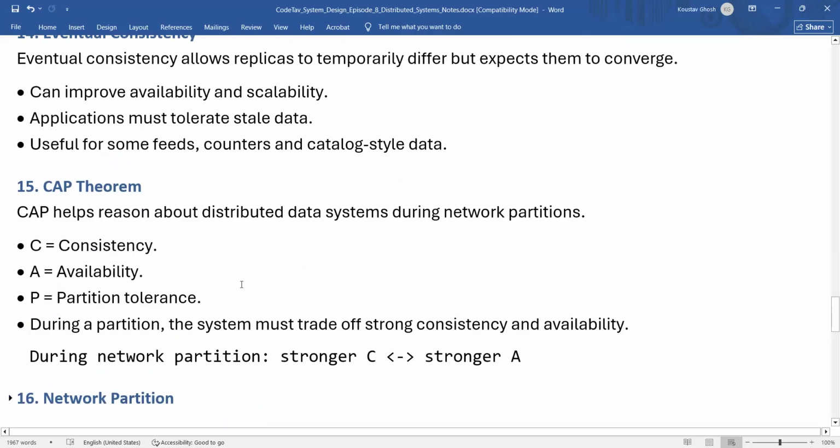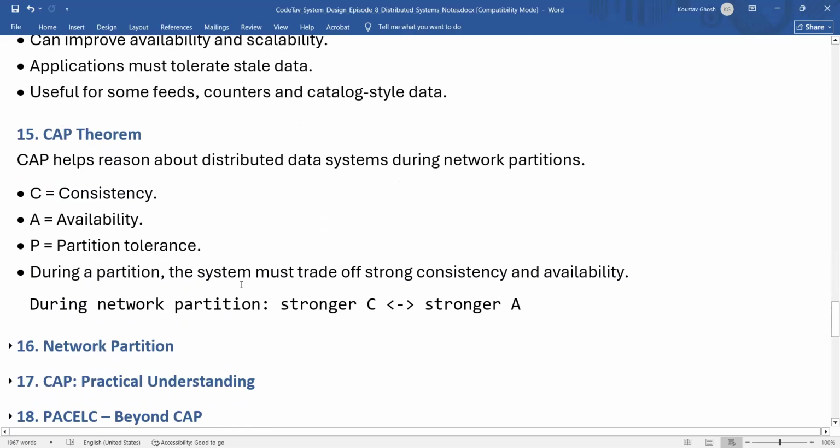Next is CAP theorem. That is one of the most famous concepts in distributed systems. CAP stands for C for consistency, A for availability, P for partition tolerance. CAP helps us understand trade-offs when a network partition occurs. A network partition means that different parts of the distributed system cannot reliably communicate with each other. So during such a partition, we have to make an important choice between stronger consistency and continuous availability.